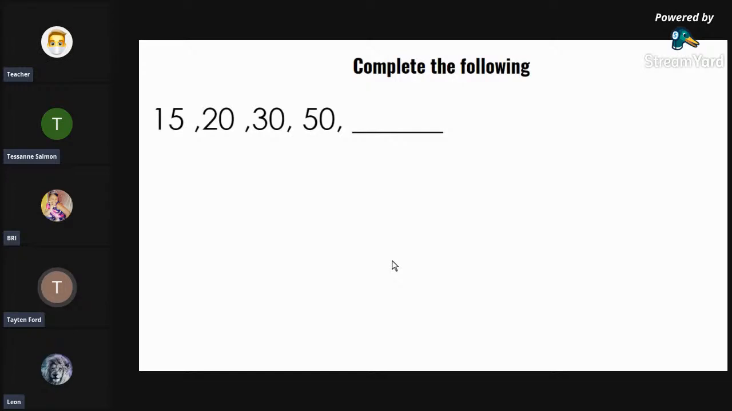15 to 20, there's a gap of 5, and then they're going to multiply the 5 by 2, so they're doubling the 5. Then you would add the doubled 5, which is 10, to the 20, which is 30. Then the gap between 30 and 50 would be 20, and when you double 10, you get 20. So I doubled 20 and got 40, and added the 40 to the 50, and I got 90.